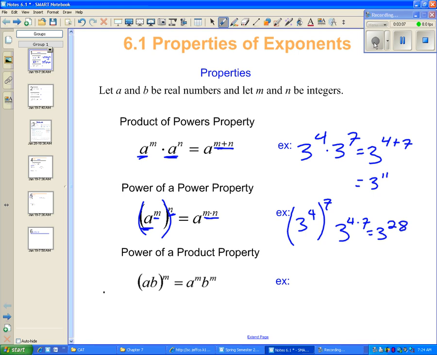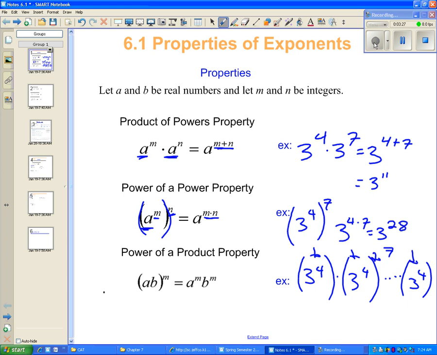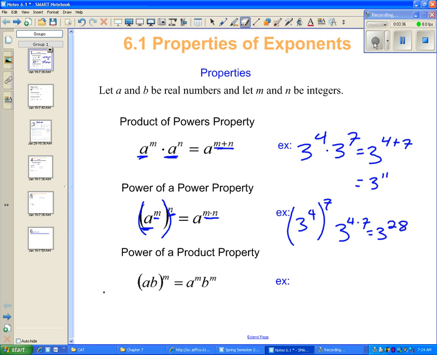Again, why does this work? Well, what I'm doing is I'm taking 3 to the 4th and multiplying it times itself 7 times. Well, how many 3's are there altogether? Well, this is a group of 4, this is a group of 4, this is a group of 4, and there are 7 of those groups of 4. 4 times 7 is 28. So this is 3 to the 28th. That's the reason why this works. But what I do is I take a power to a power, and I multiply to get 3 to the 28th.